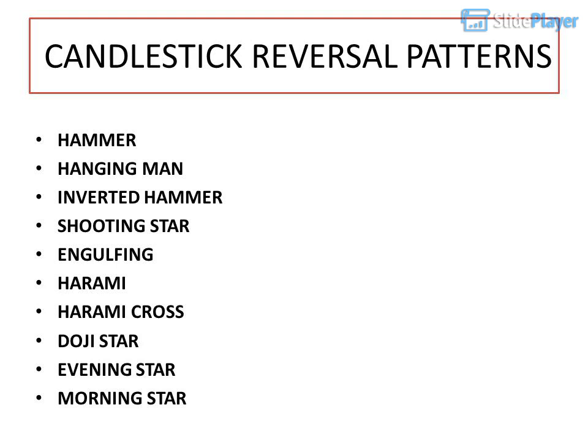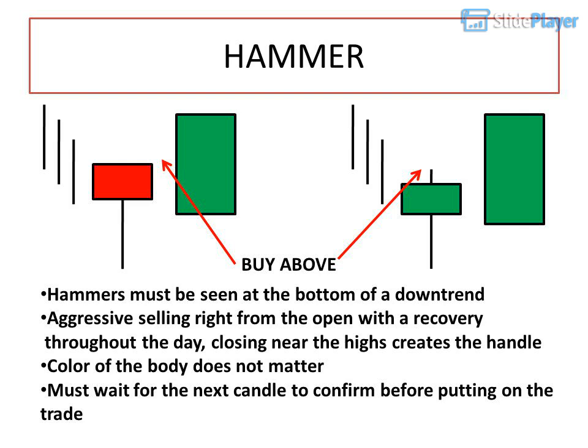Candlestick reversal patterns. Hammer. Hanging man. Inverted hammer. Shooting star. Engulfing. Harami. Harami cross. Doji star. Evening star. Morning star. Hammer. Buy above. Hammers must be seen at the bottom of a downtrend.